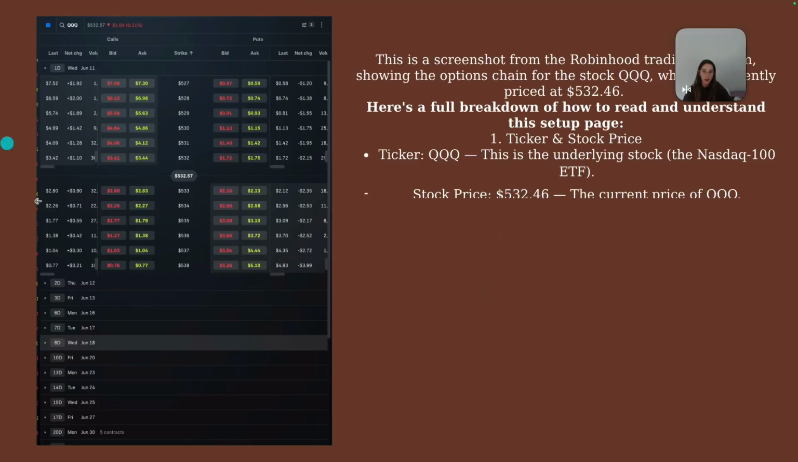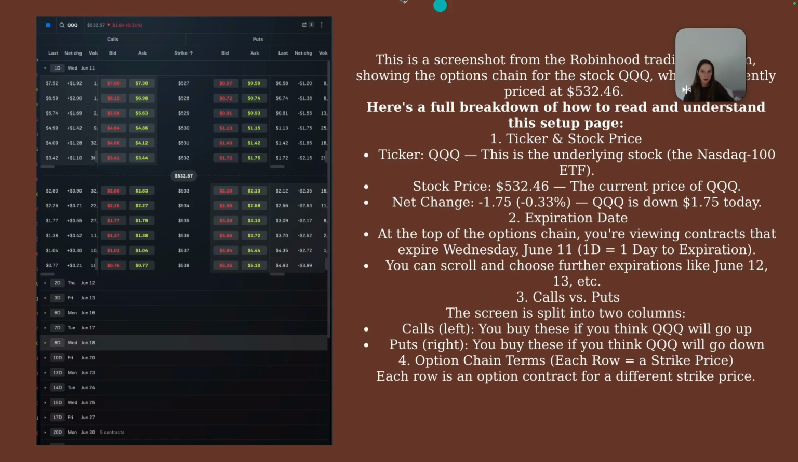And this is our page setup. I'm going to fully explain everything and what this means here. Up here we have QQQ, which is an ETF for the NASDAQ. Current share price of QQQ is at $532.57.